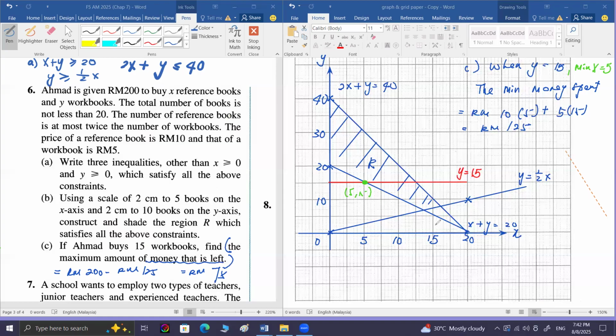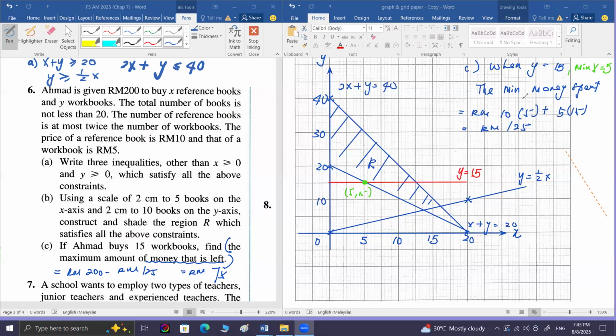Yes, Yan Sim, still can't understand? Oh, can't understand the condition. Okay, what I meant, Yan Sim, for example, you are given 200 ringgit as pocket money. You have to find the maximum amount of money left. Means you think of what? You have to spend the least, right? Spend the least. Clear or not?